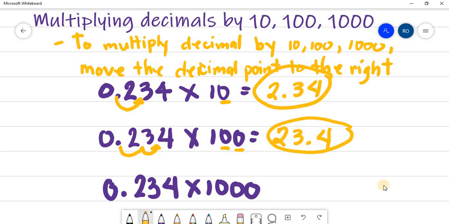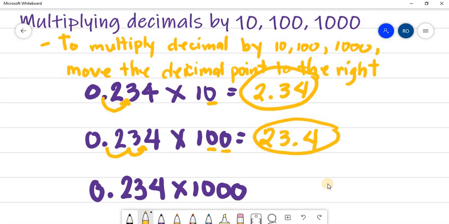Okay, now let's have the final example. 0.234 times 1000. Again, in 1000 we have 1, 2, 3 zeros. Meaning we're going to move the decimal point to the right thrice, or 3 times. 1, 2, 3. So our answer must be 234. See, we don't need a long solution. We just need to follow the rule by just moving the decimal point to the right if we are multiplying a decimal by 10, 100, or 1000.